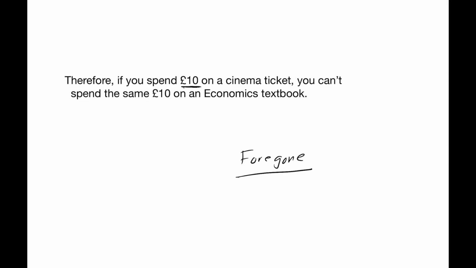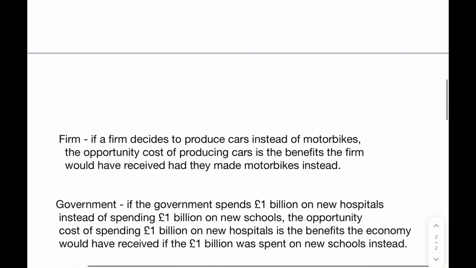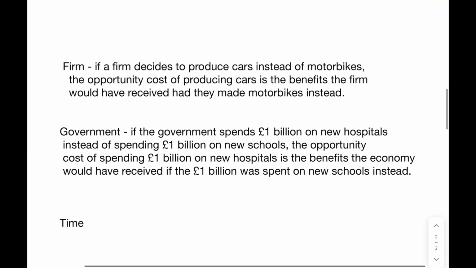That was an example looking at it from the perspective of a consumer, but it also works with firms and governments as well. Let's say we have a firm and they're trying to decide whether to produce cars or motorbikes. They'll both have their benefits. If the firm decides to go ahead and produce cars, the opportunity cost of producing cars is the benefits the firm would have received had they made motorbikes instead. So it's the benefits foregone by not choosing to make motorbikes.